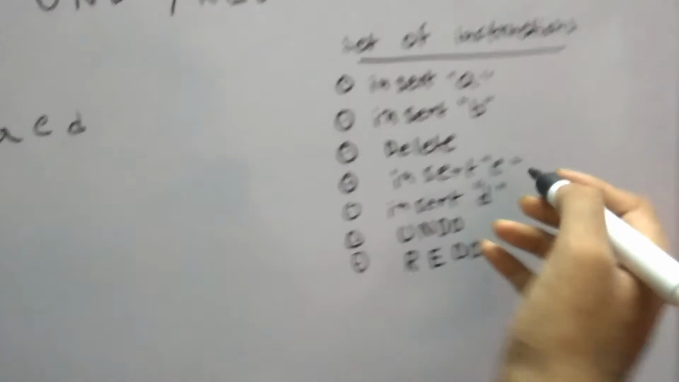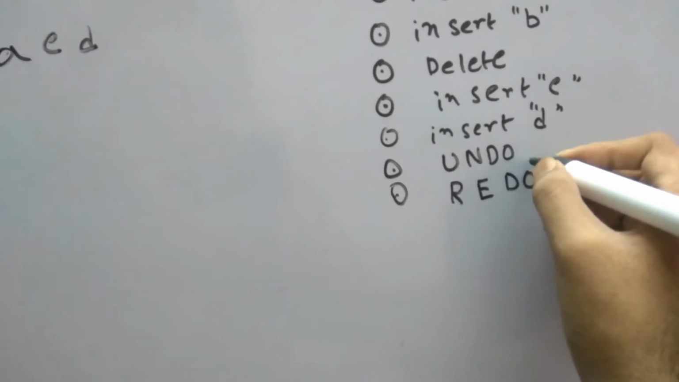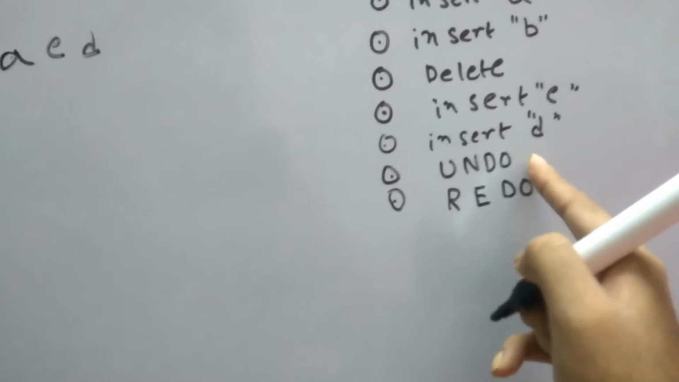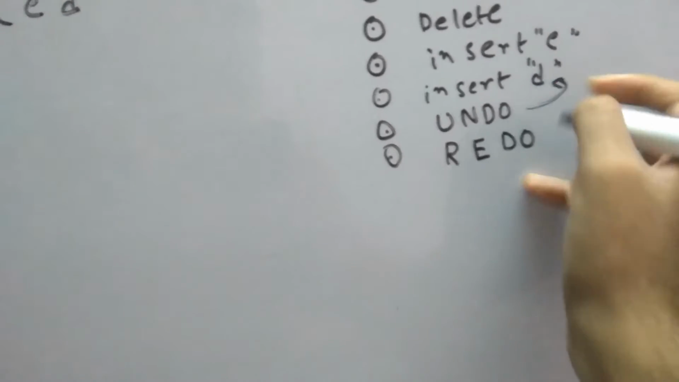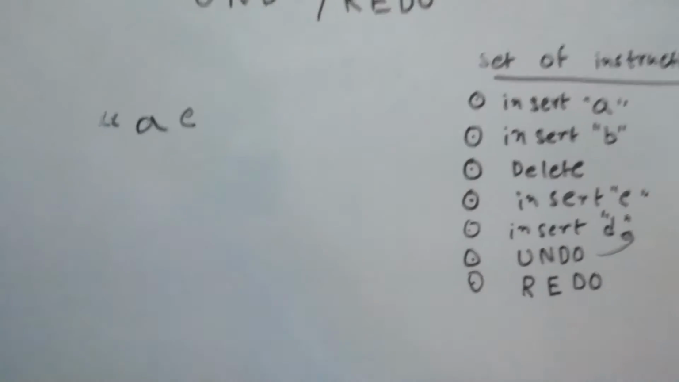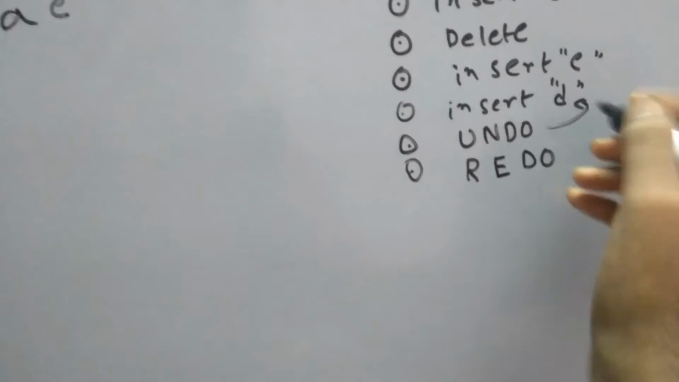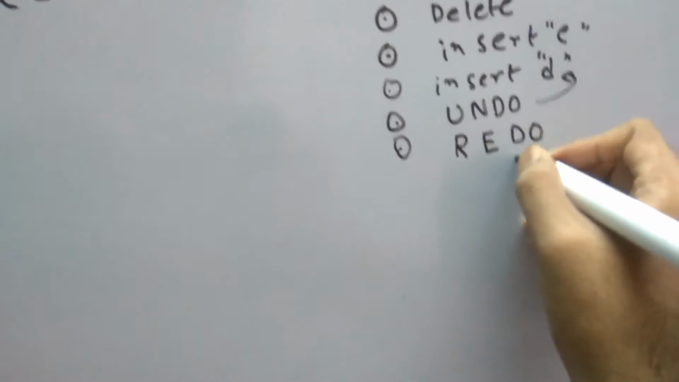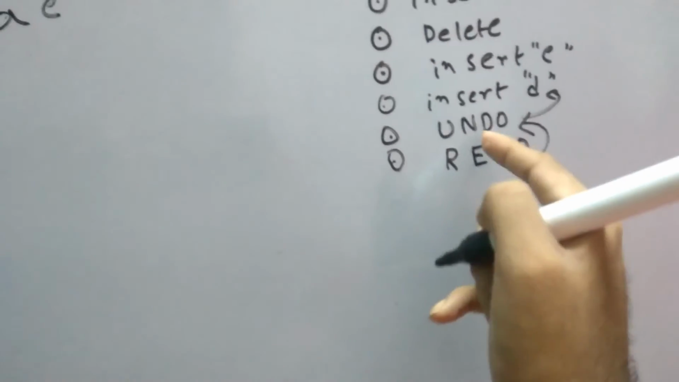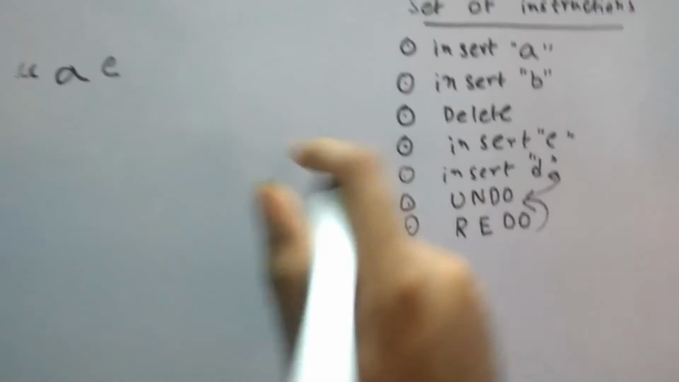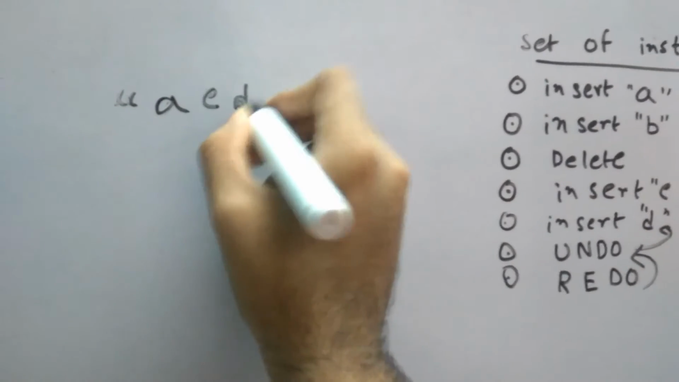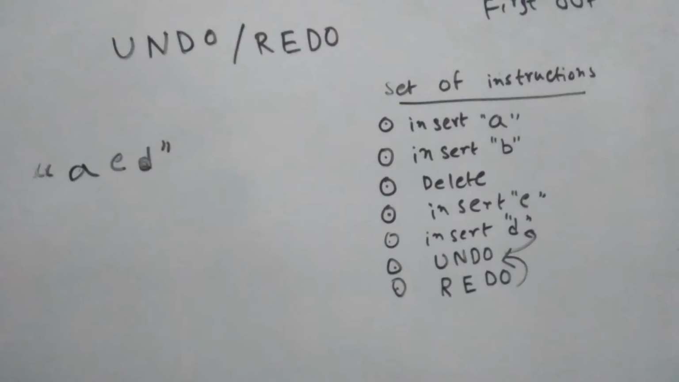Now the undo comes. What does undo mean? Undo will do the opposite operation of the previous operation. It is insert d, so the undo will delete d. Now comes redo. What redo will do is the exact opposite of what undo did in the previous line. Undo deleted d, so it will once again bring back d. So at the end of all these instructions, our answer would be a, c and d. So this is what we have to do, and let's see how we can do it.